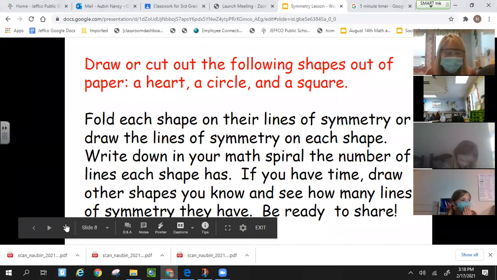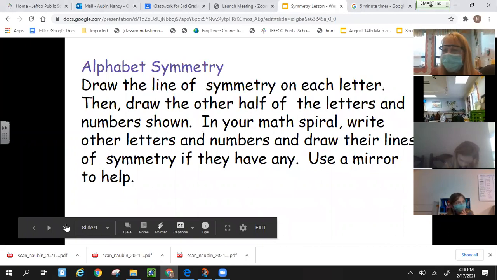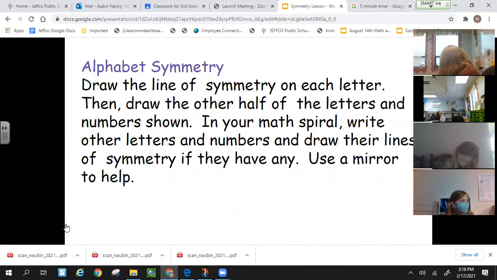Okay, the next thing I have real quick, we're going to do a little bit of alphabet symmetry. So Mrs. Harrison has these out. I know my kids already have them. Keep an eye on the time, my friend. Thank you.